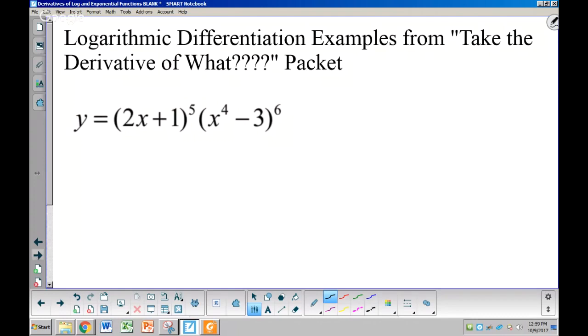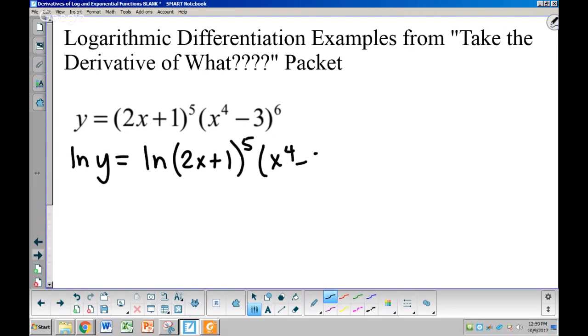Okay, so let's take the log of both sides, which would be the natural log of y equals the natural log of (2x plus 1) to the 5th times (x to the 4th minus 3) raised to the 6th. Now back in pre-cal, in Algebra 2 Honors, we could unbundle the right side. We could expand the right side using the properties of logs. When you have a log of a product, what can you do? It's plus, right? Because when you multiply, you add the exponents, and logs are nothing more than exponents.